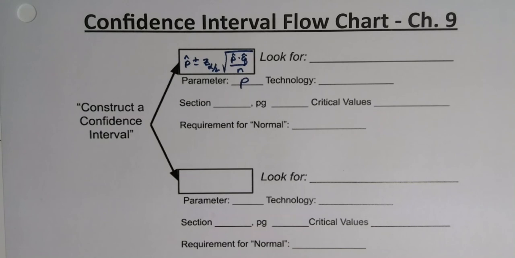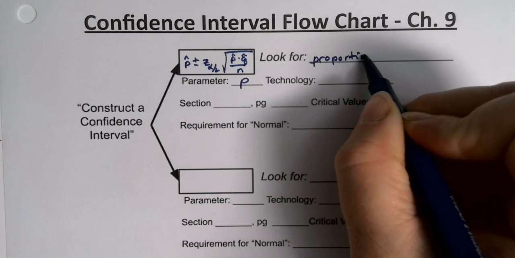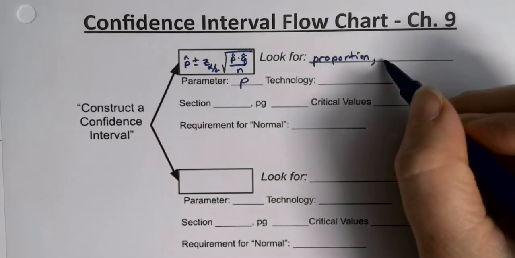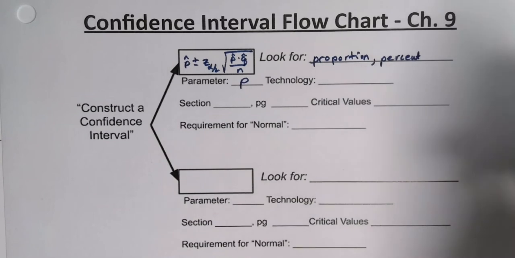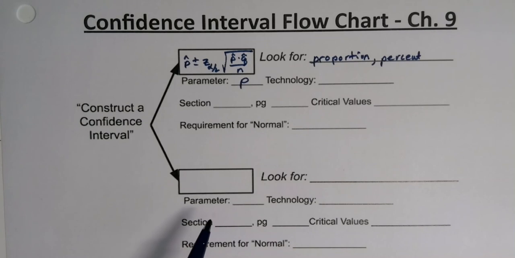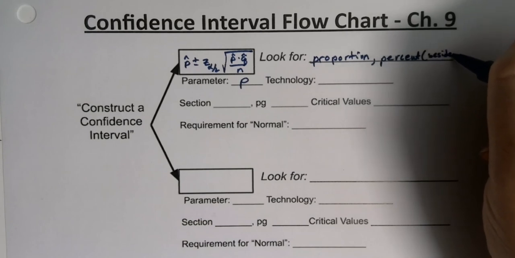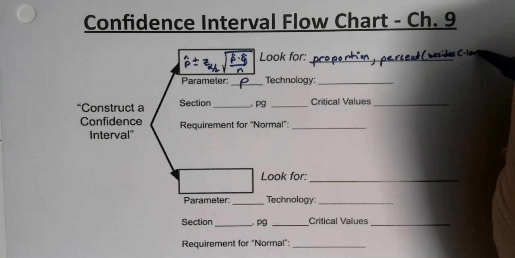So how are you going to know a problem is asking about this? How are you going to tell? Well, the problem will have words like proportion. Proportion's a good sign. It'll have percents. Now be careful, the confidence percent does not count. These will have confidence levels as well, usually written as a percent, like 95 or 99%. But you're going to look for another percent besides the confidence level, besides the C level.